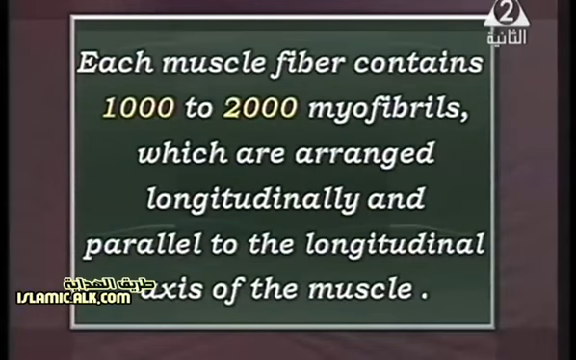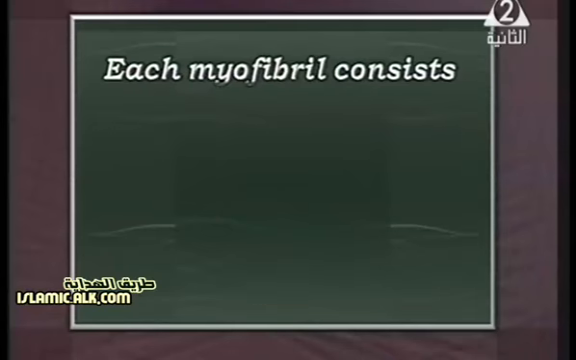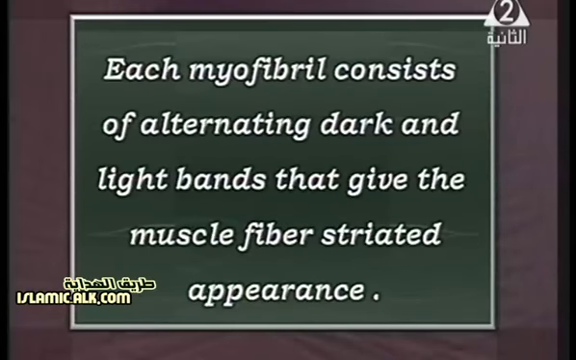Each muscle fiber contains about 1,000 to 2,000 myofibrils, which are arranged longitudinally and parallel to the longitudinal axis of the muscle. Each myofibril consists of alternating dark and light bands that give the muscle its striated appearance. And this is a question here for you.